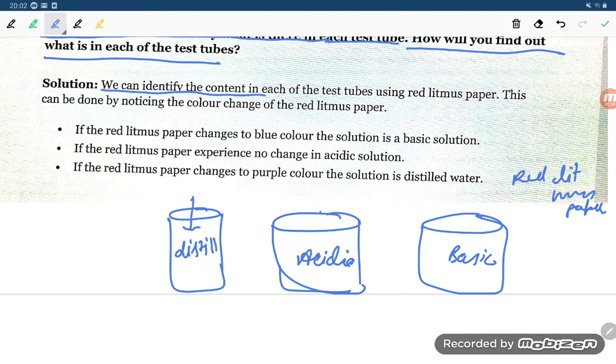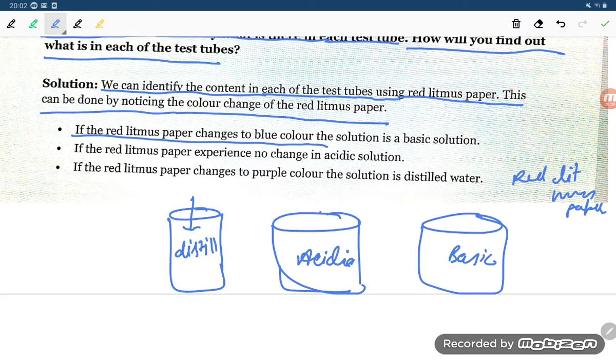We can identify the content in each of the tubes using the red litmus paper. This can be done by noticing the color change of the litmus paper. If the red litmus paper changes to blue, it is a basic solution. So if you put the red litmus in the basic solution, it will convert red to blue. This solution will be basic.